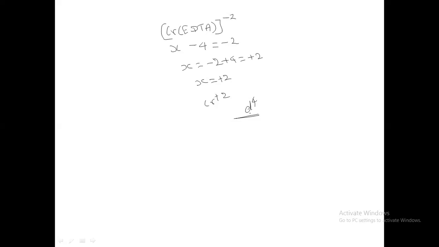Okay. So in the next video, we will see the next element after chromium, which is manganese. So in the next video, we will discuss the oxidation states of manganese.